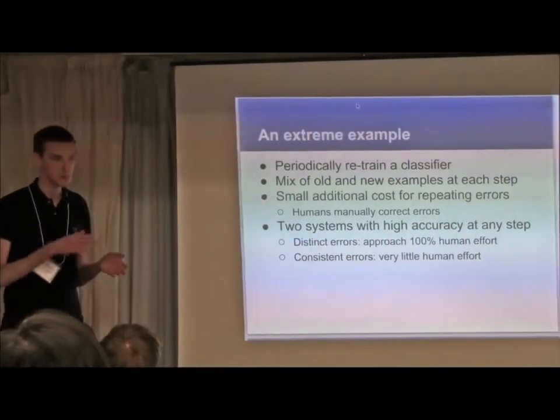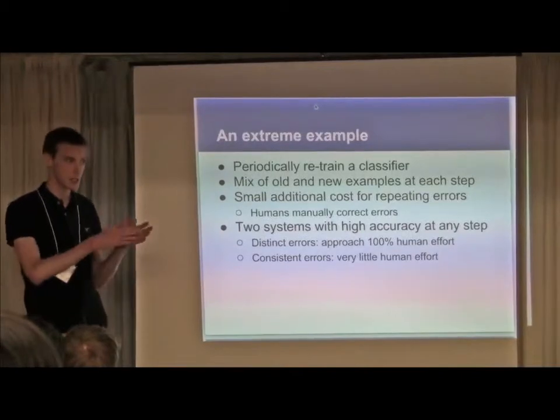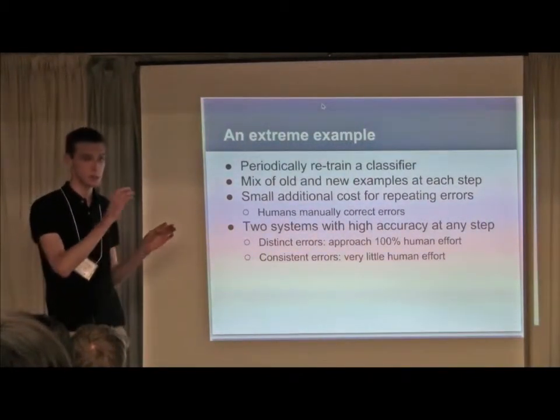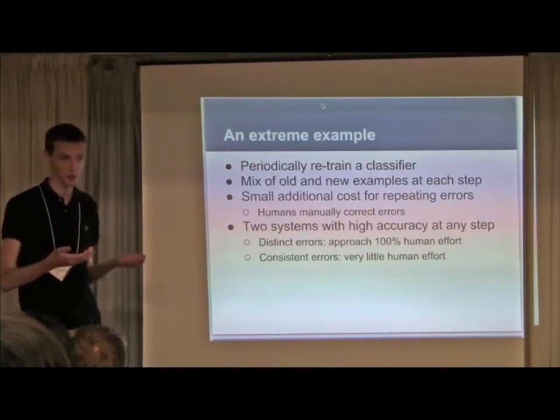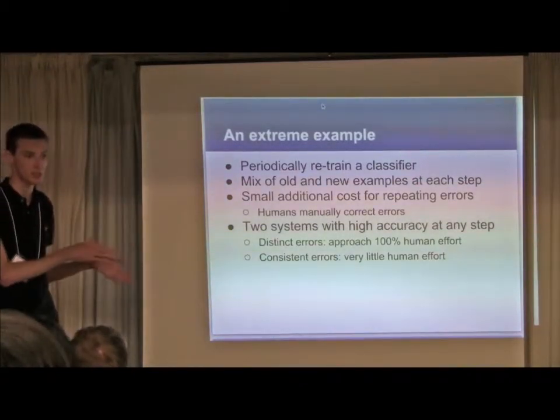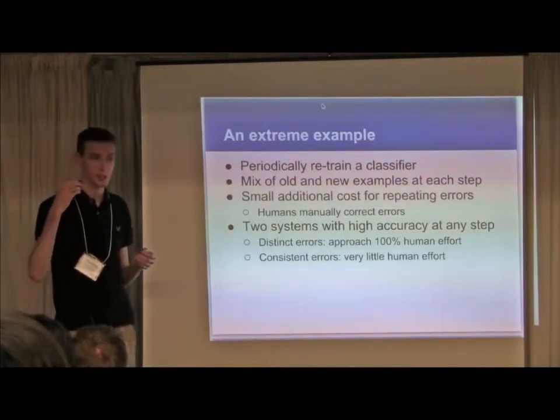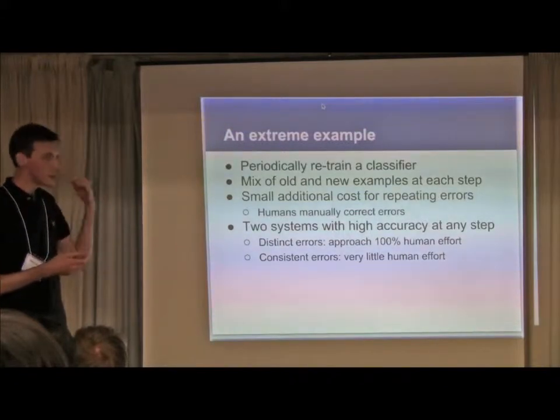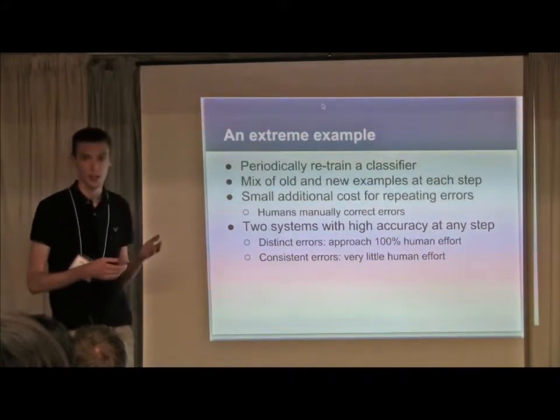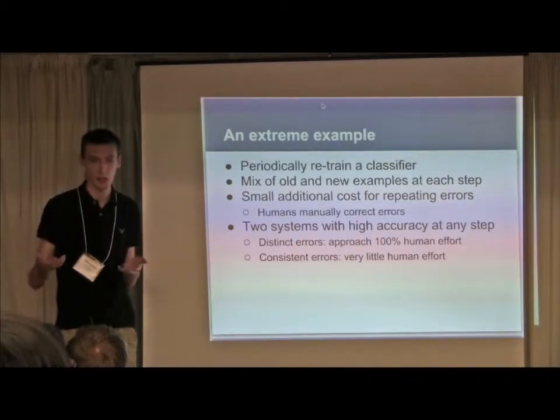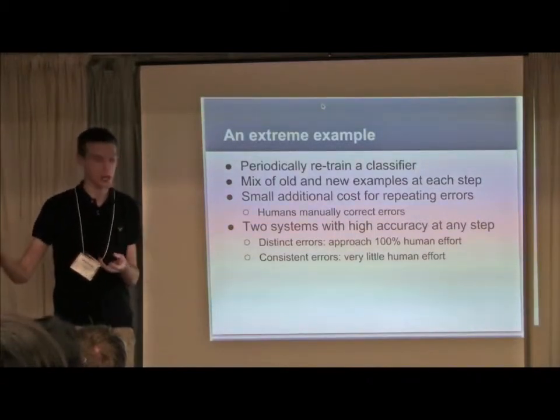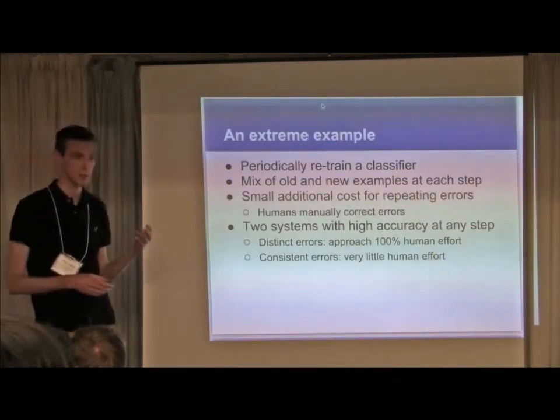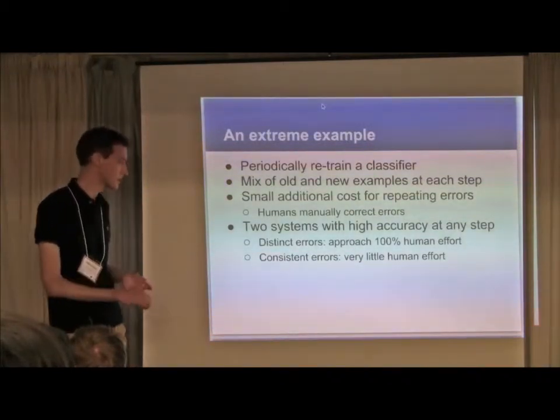You can think of a system where we're employing a classifier that gets retrained periodically over time. Between each retraining, we get a mix of old and new examples. You can think of these as slightly perturbed examples, or maybe we just want to test to see if our classifier has learned something new. But the key is that we have a small additional cost for making the same errors we've already made, but a much larger cost for making new errors. One intuition for this is that humans are manually correcting errors through some process.